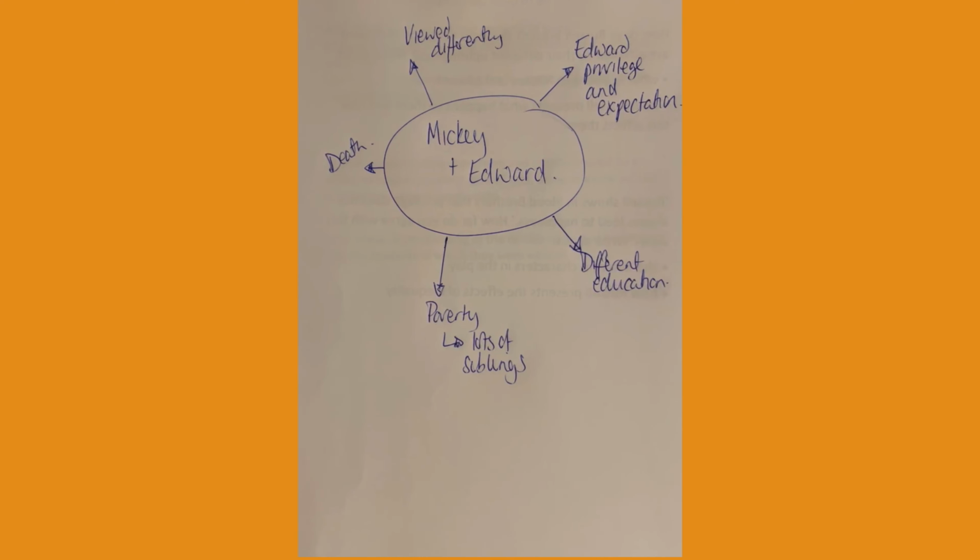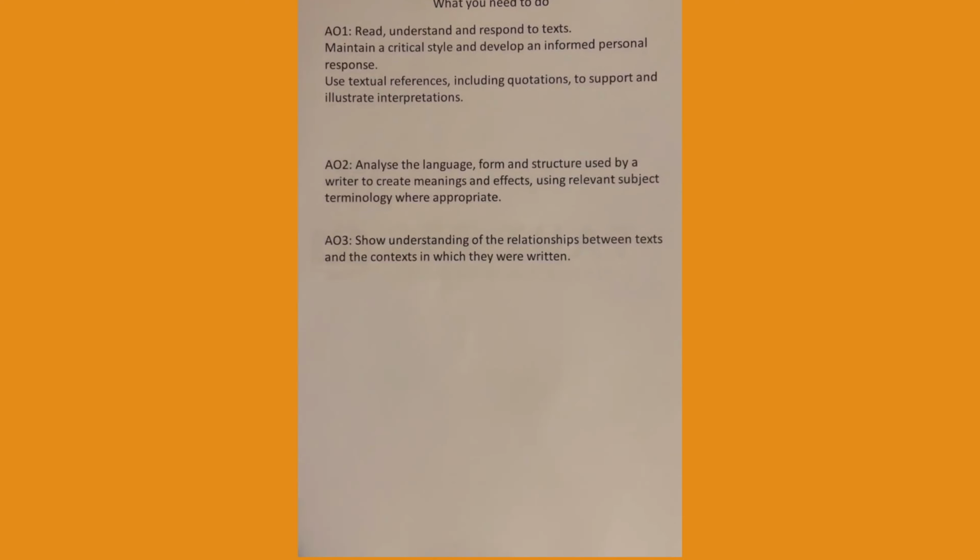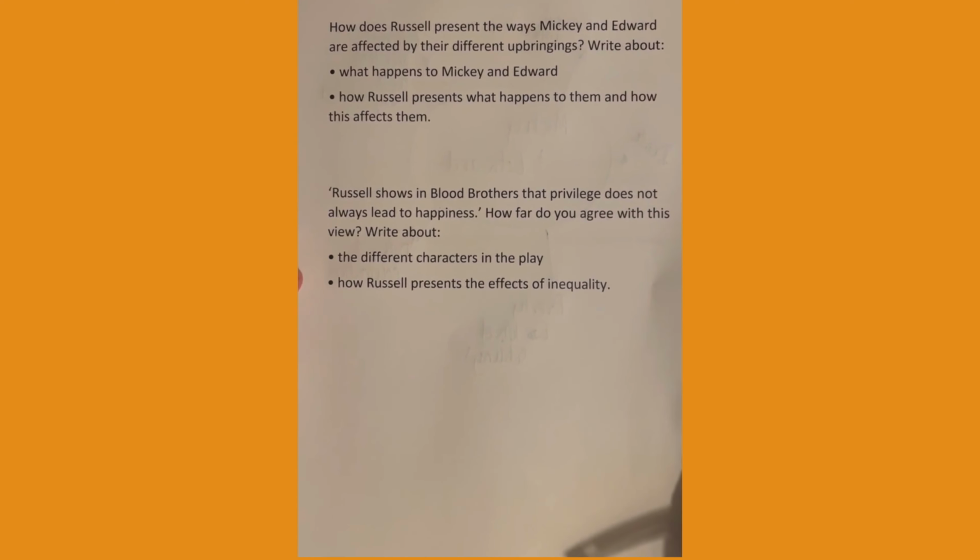So we now need to look at what quotations we could use to write this, and we need to look at what we're going to be saying. So if we go back to the question quickly, how does Russell present the ways Mickey and Edward are affected by their different upbringings?